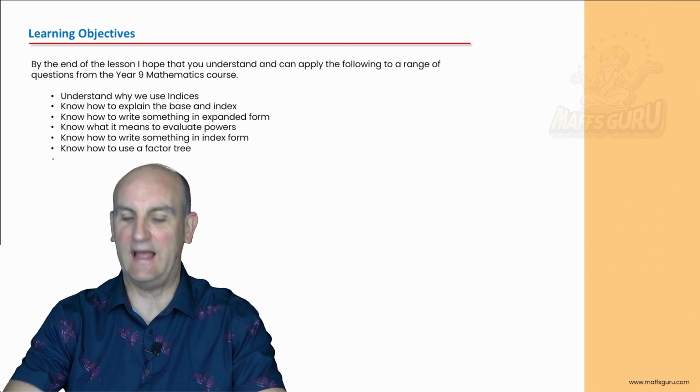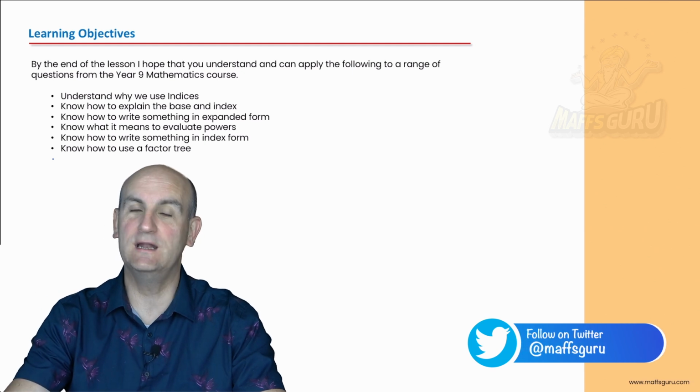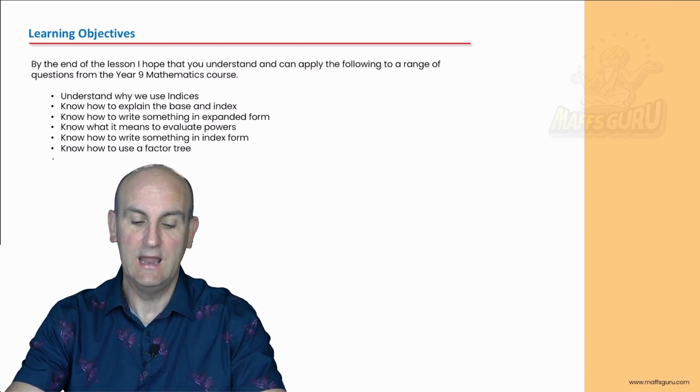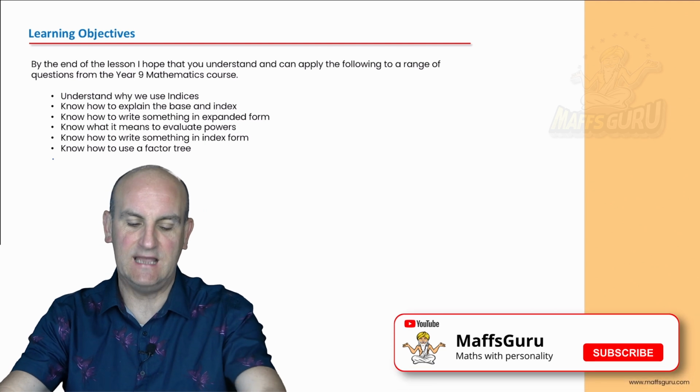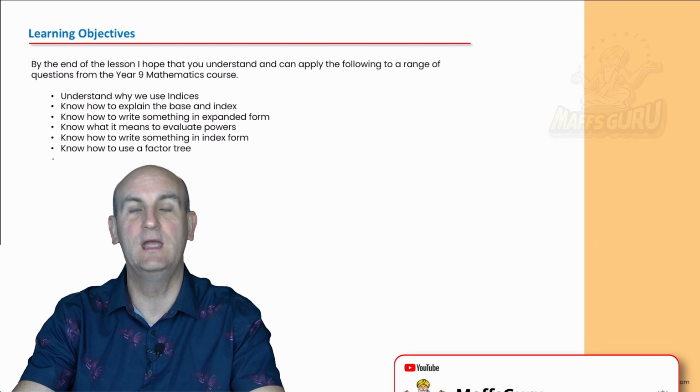Now, what's this video going to deal with? As you can see here, understand why we use indices, which I'm going to call floaty numbers, because they are numbers what float. How to explain base and index, and write something in expanded form, and evaluate powers and all those things that you can see behind me.